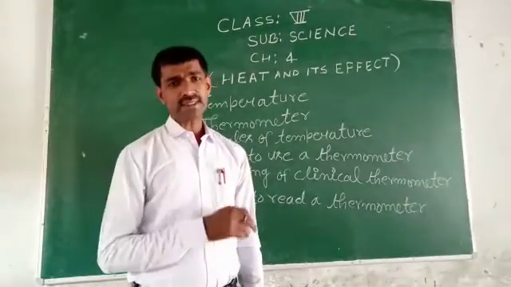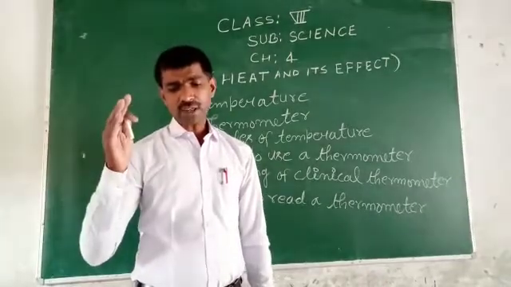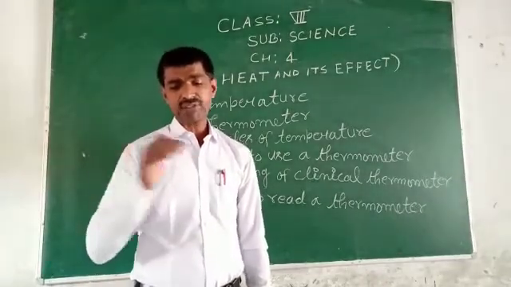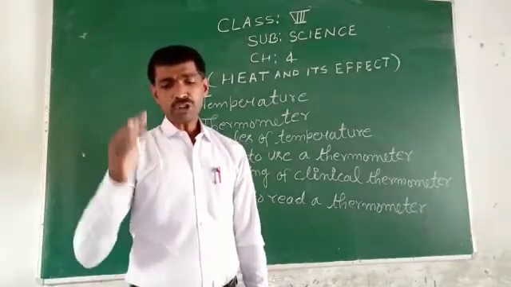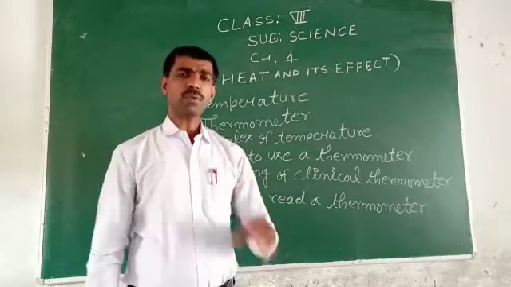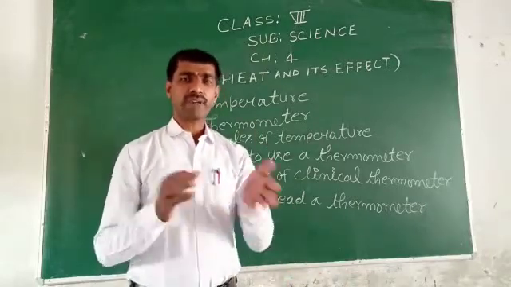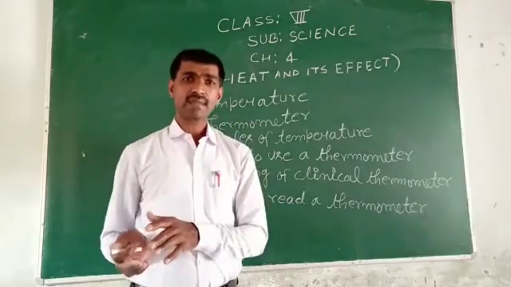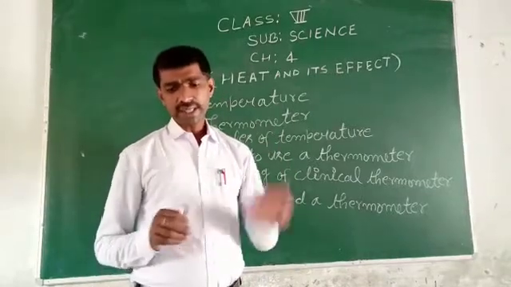The unit of temperature on these scales is the degree Celsius and the degree Fahrenheit. So, what will be the unit of temperature in Celsius and in Fahrenheit? The unit of temperature in Celsius will be degree Celsius, and in Fahrenheit it will be degree Fahrenheit.